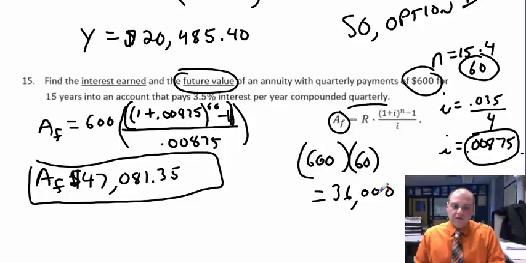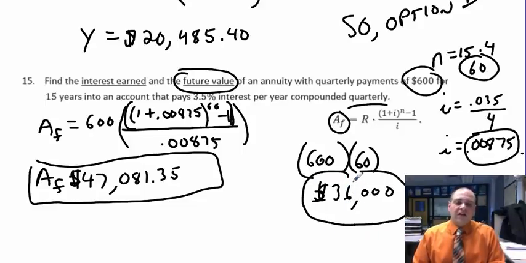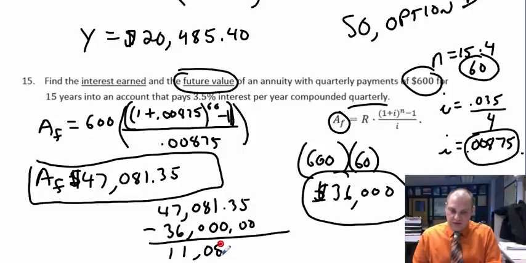36,000. See? So of this 47,000, 36,000 was put in by the person, whoever put the money in, 600 a month. Say it's you, right? You put in 600 a month. So this amount is your money, but it turned into 47,000, right? So the difference between those is going to be the amount of interest you earned. So we're going to subtract those, 47,081.35 minus 36,000. And that is going to tell us the amount of interest we actually earned, $11,081.35.